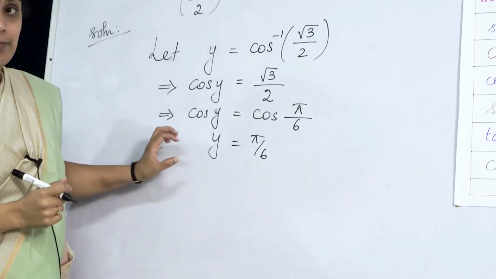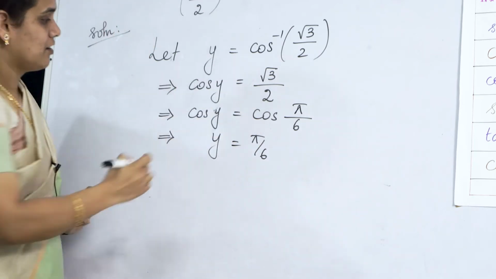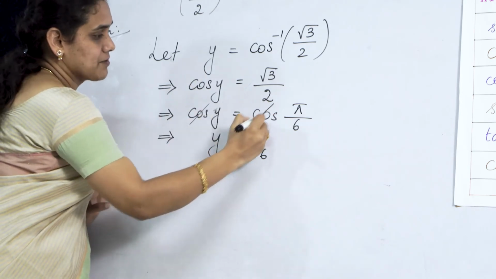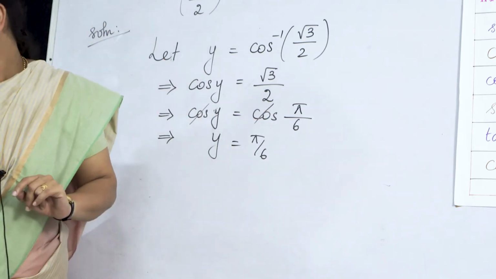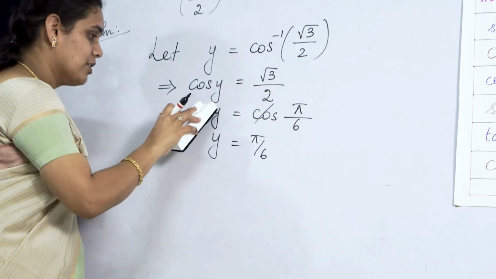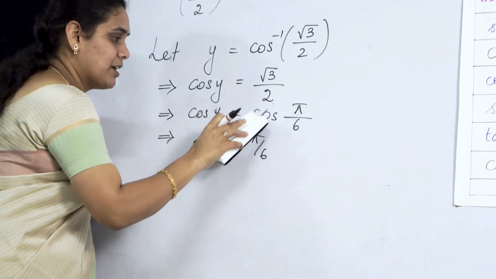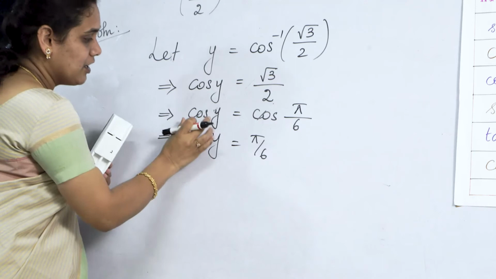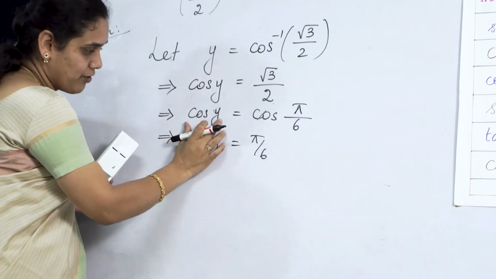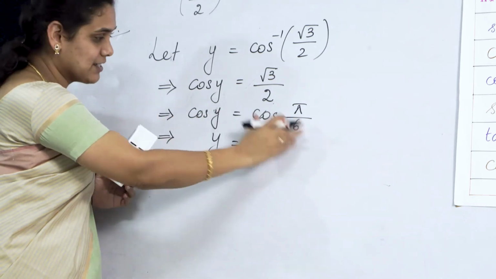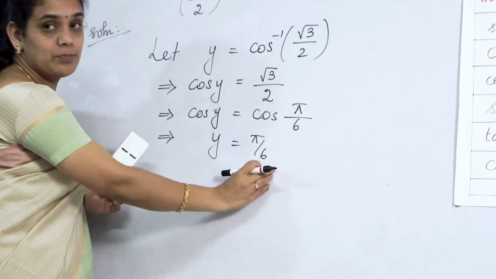Here, please remember this cos, some students used to cancel it like this. It is not correct. It is mathematically wrong. The cos can never be cancelled here. If cos y is equal to cos pi by 6, it implies y is equal to pi by 6.